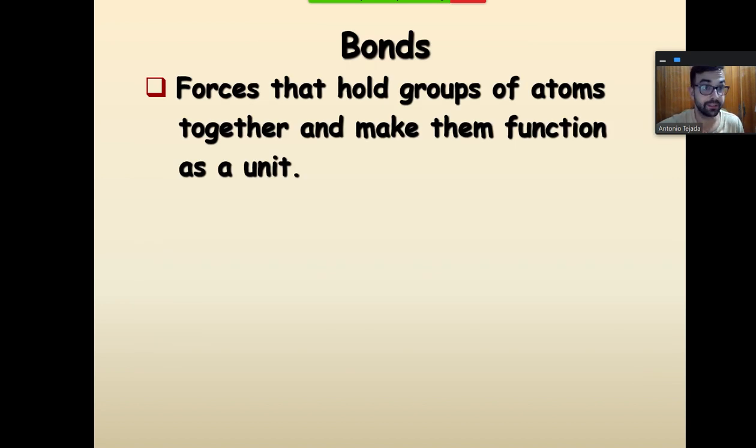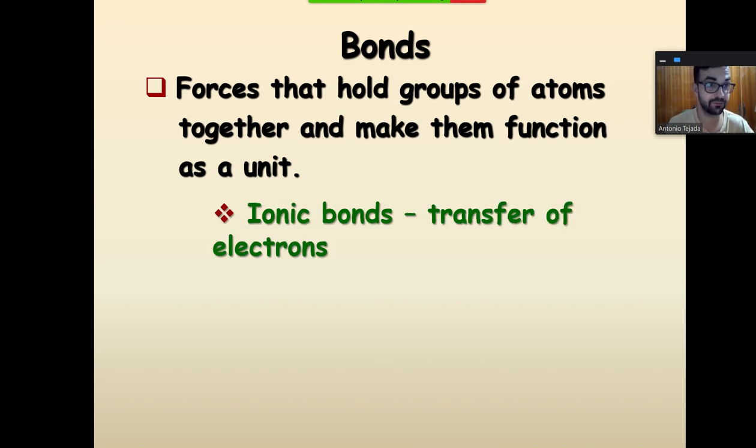First of all, I'll explain what a bond is. The same way people get married with each other, atoms need to be bonded to get some kind of benefit and some kind of stability in nature. So bonds are the forces that hold groups of atoms together and make them function as a unit.